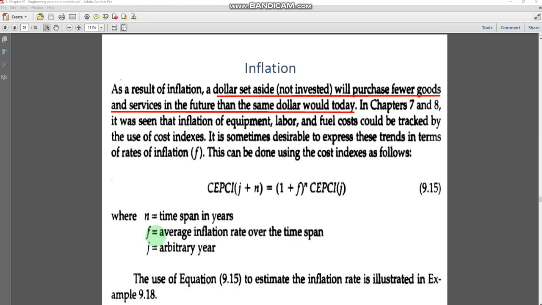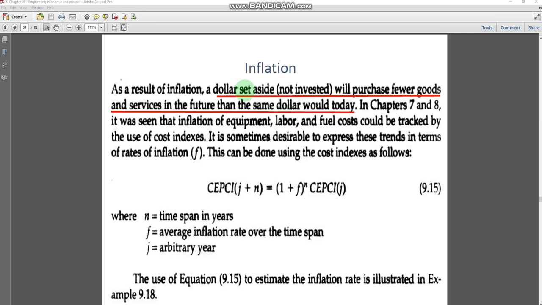Now, let us talk about inflation. As a result of inflation, a dollar set aside, not invested, will purchase fewer goods and services in future than the same dollar would do today. So this is the definition of inflation: the amount of money that you have today can buy more items, and if you simply keep that money aside without any investment, then for the same amount of money you cannot buy the same thing in the future.